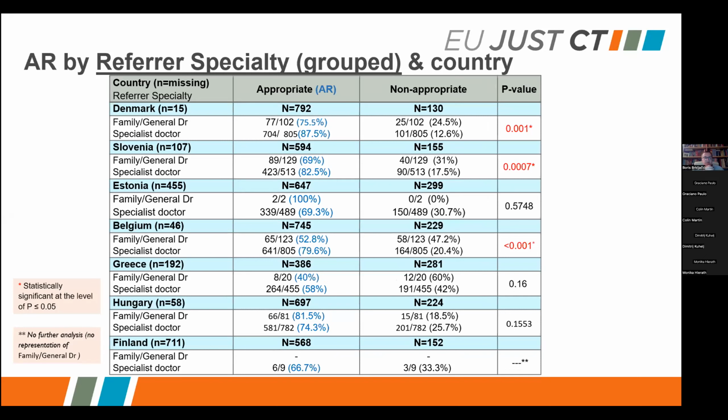Regarding referrer specialty, if we look at family generals to specialist doctors, we didn't have data in Finland, and in Hungary, all these family doctors were actually residents in emergency medicine, so data there are also not reliable. Basically, where they are reliable, we see that the doctors who were specialists had better appropriateness rates.